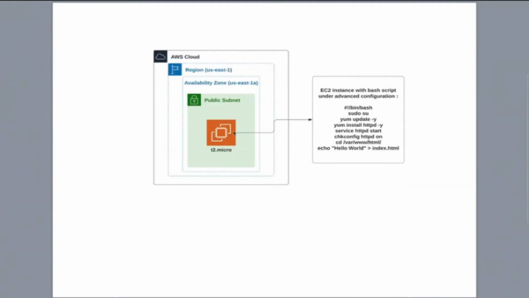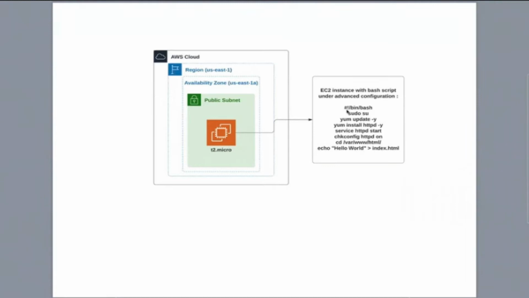this T2 micro instance has a public IP and a private IP, right? So on the public IP of this EC2 instance, we should be able to view hello world on the browser, because we are installing a lightweight web server called HTTPD. Now let me walk you through each one of these individual commands and its significance.